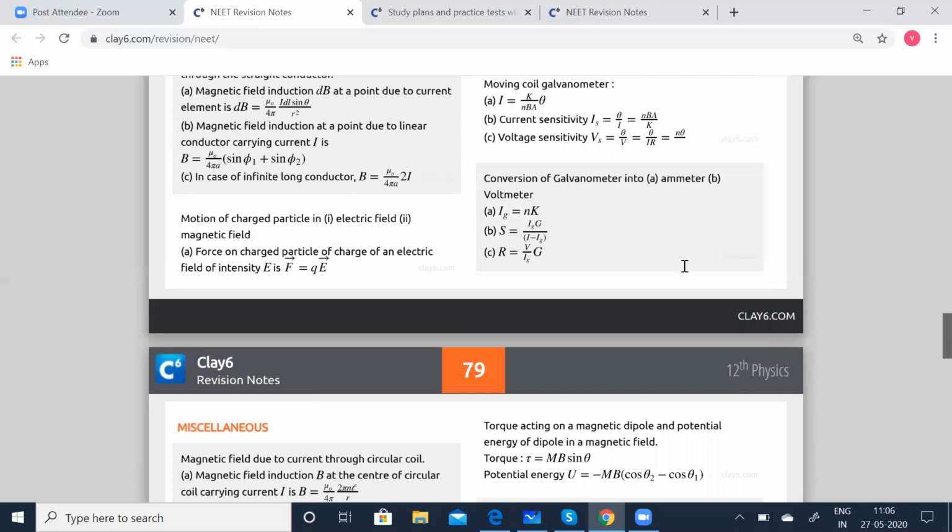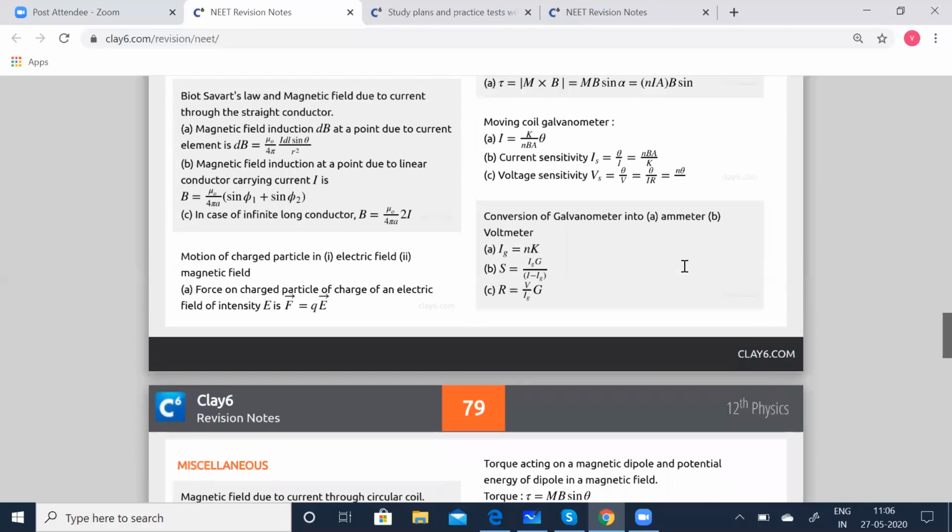MCG is a very important thing which you'll have to know. This is a very important concept you'll have to know. It is based on this concept of moving charges and magnetic field. So problems related to this can be expected.